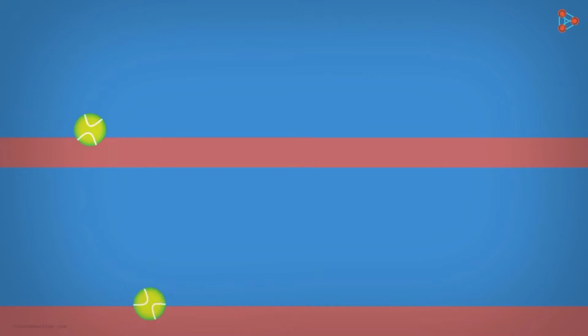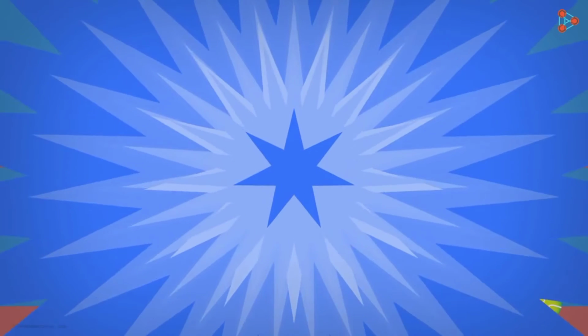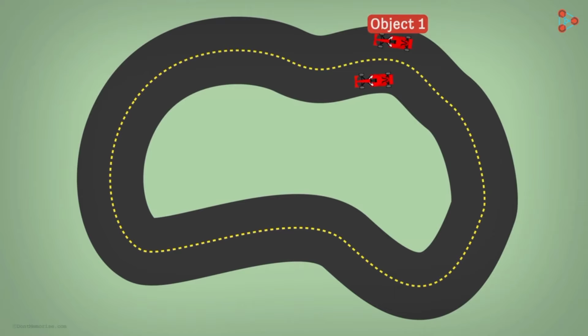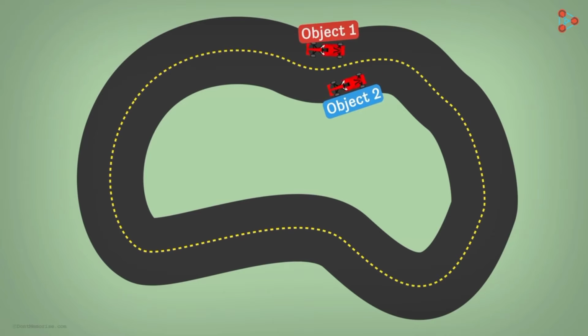Hello students, in this video let us study about speed. How do we know whether an object is moving faster or slower? Consider two objects both moving in the same path. Just looking at their motion, can you tell me which one of them is moving faster?